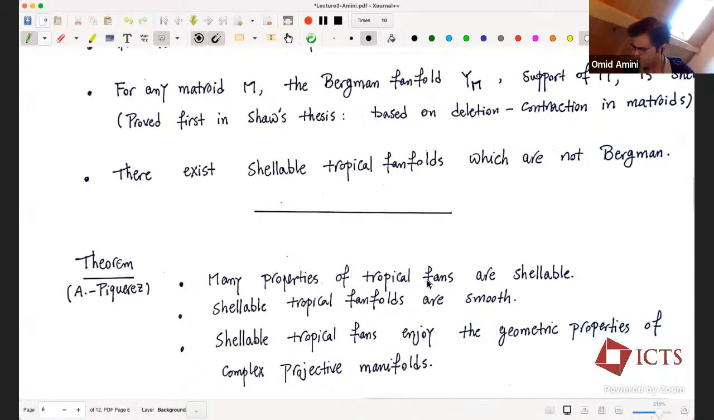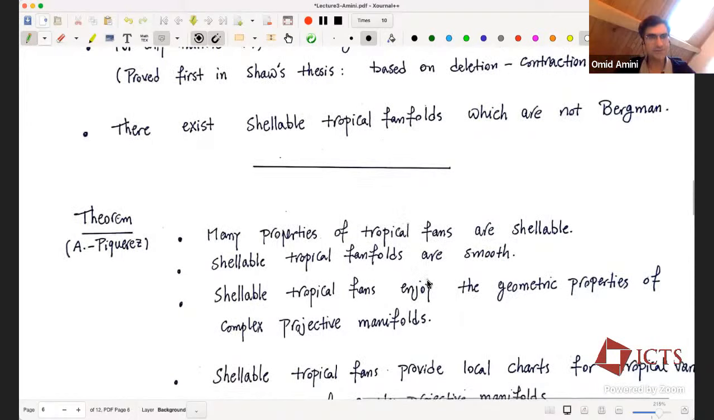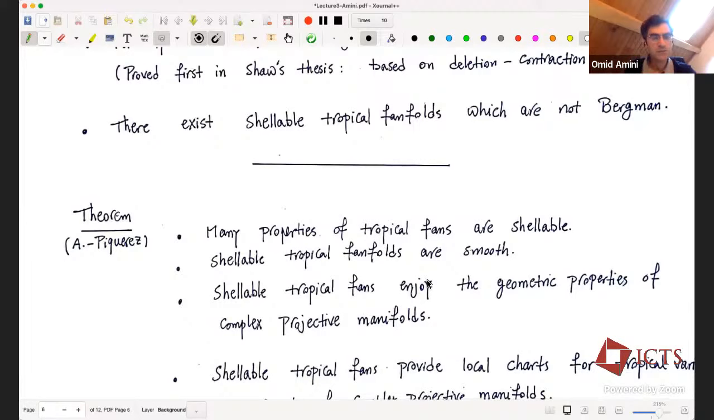And the meta theorem states that many properties you can define naturally for tropical fans are shellable. A direct consequence is that any shellable tropical fan verifies that property. Because if you have a property which is stable under these basic operations, and you know that the tropical fan is shellable, then that fan can be constructed from just the fan on the line by these basic operations. So you just need to verify that property for the line. Then you get it for free by using the stability of that property under these operations, that any shellable tropical fan also verifies that property.